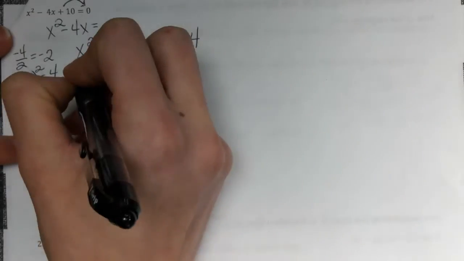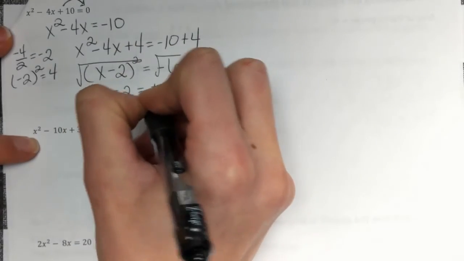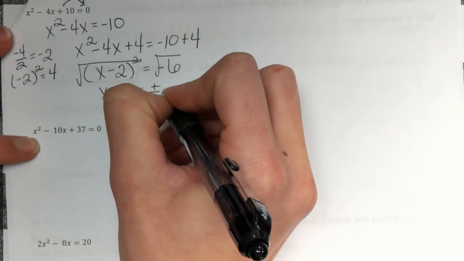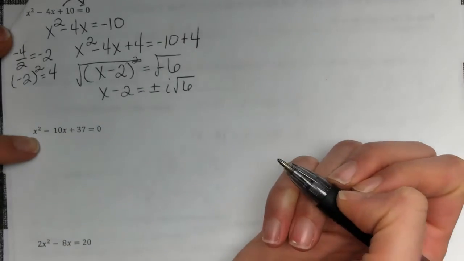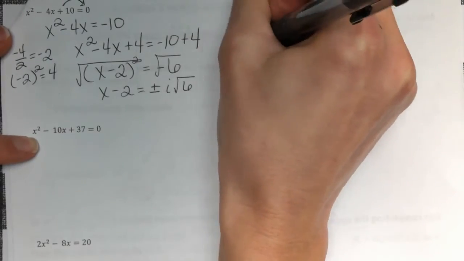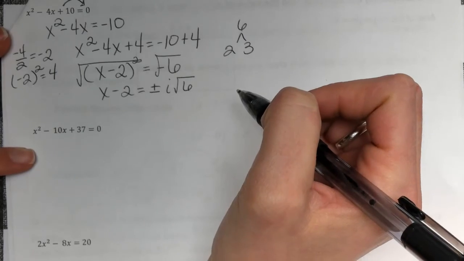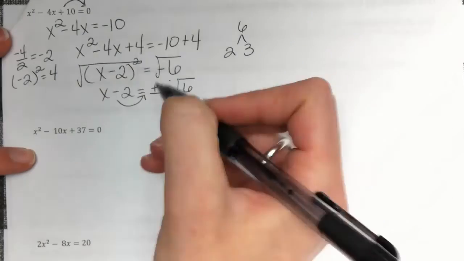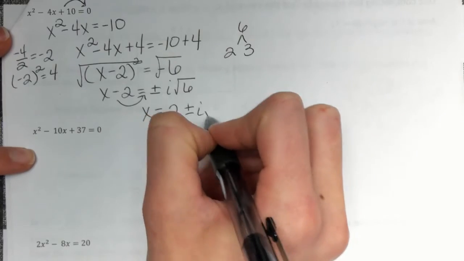Alright, when you take the square root, I've got x minus 2 equals plus or minus the square root of negative 6, which is i square root of 6. The square root of 6 does not simplify because 6 is 2 times 3. So x equals 2 plus or minus i square root of 6. Move your 2. x equals 2 plus or minus i square root of 6.